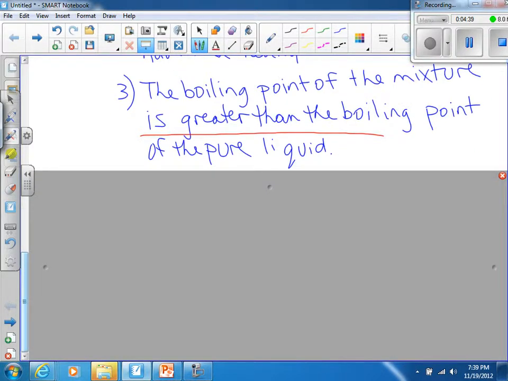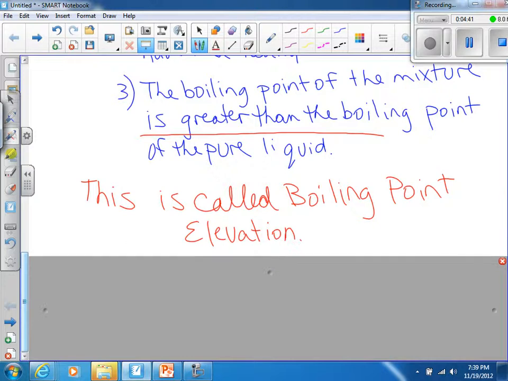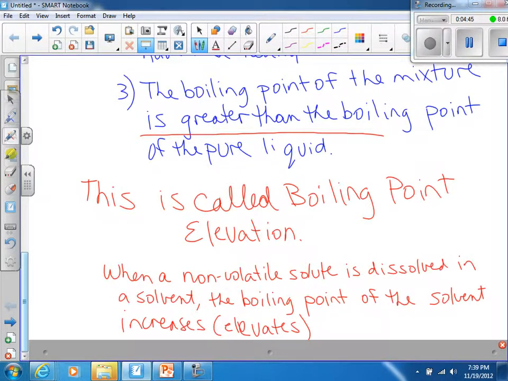There's a name for this whole phenomenon. It's called the boiling point elevation. So, when a non-volatile solute is dissolved in a solvent, the boiling point of the solvent increases, elevates, hence boiling point elevation. Yay!